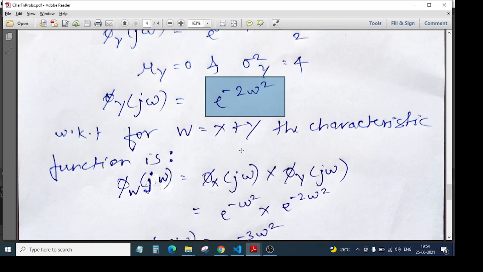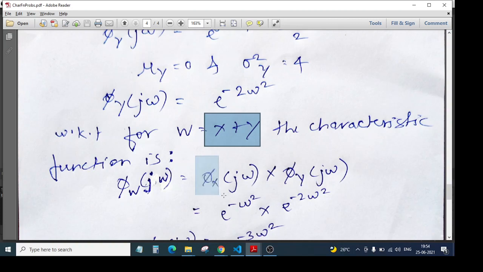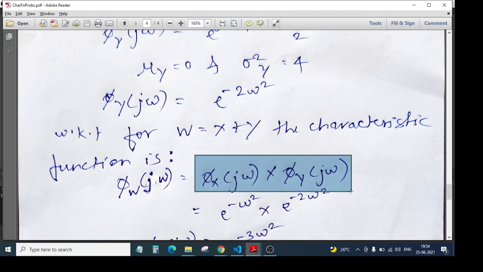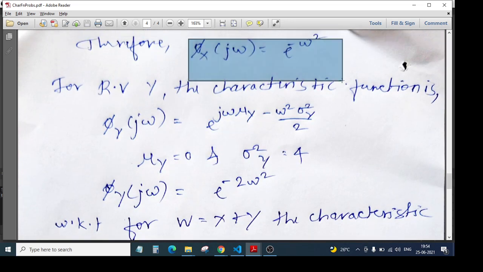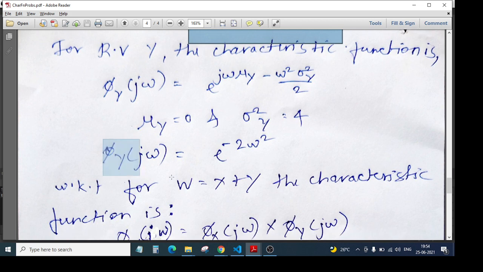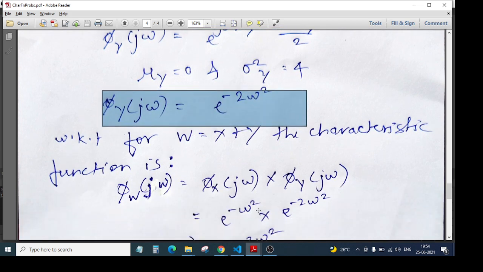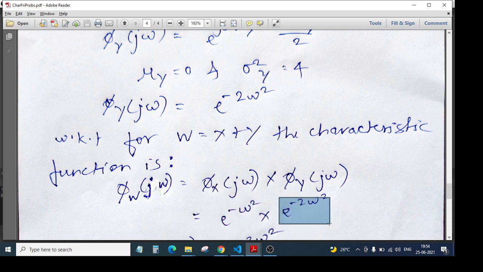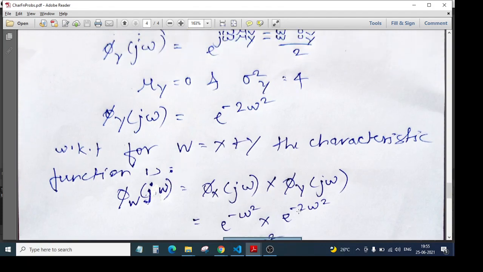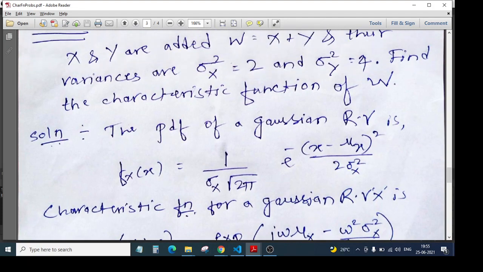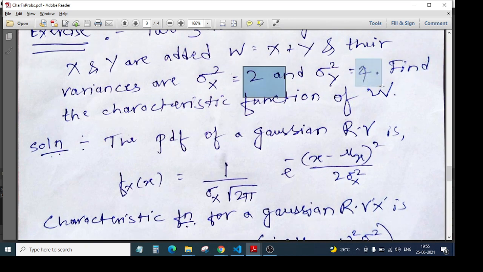And we already know that when we have two independent Gaussian random variables, their characteristic functions can be multiplied. This we have proved. So therefore, we have our phi of x which is e raised to minus omega square. We have our phi of y, which is e raised to minus 2 omega square. Just multiply those two values. Okay, so add the powers. So minus 1 minus 2, you will be getting here is minus 3 omega square. Done. So the same problem they may ask, they might just change the values here. Instead of 2 and 4, they might give some other values.